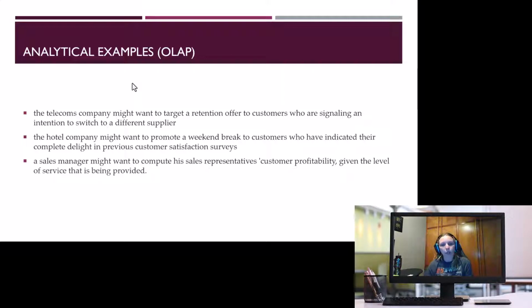A sales manager might want to compute his sales representative's customer profitability given the level of service that is being provided. So this is actually really common in sales, and this is what Salesforce is used for quite a bit, because rather than just a salesperson entering all of their stuff into a computer and then they're the only ones that have access to it, Salesforce is used to create visibility across the entire sales staff. So a sales manager might pull up a dashboard and have various salespeople's stats on it because they're recording when they go on a sales call, what was said, what's the next steps, and those are filtered through the system.